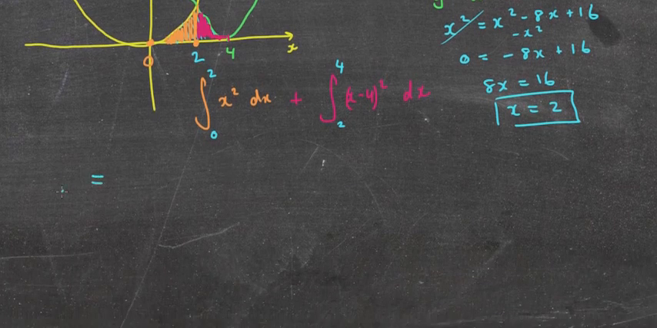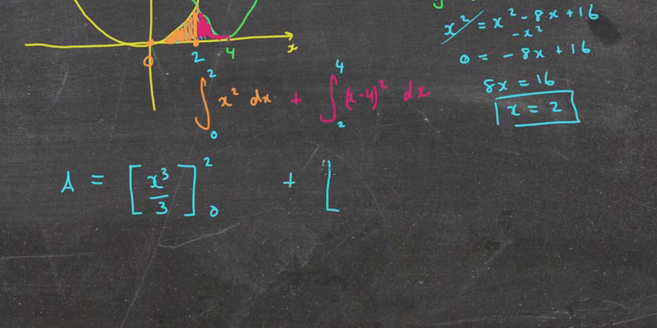So let's have a look at the first one. We're going to have x cubed over 3 with the limits of 2 and 0. I'm going to be adding on, and now this one, we had up here, I did rewrite this before, remember I put this as x squared minus 8x plus 16. That's probably going to be easier to integrate. You could use the chain rule if you wished, but if I just integrate from here, it's probably easier: x cubed over 3 minus 8x squared over 2 plus 16x.